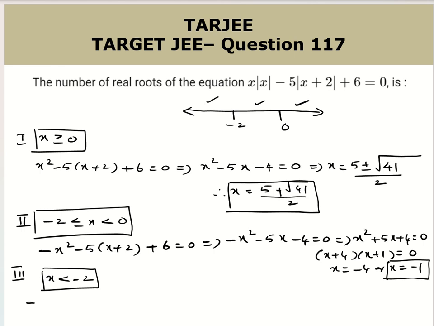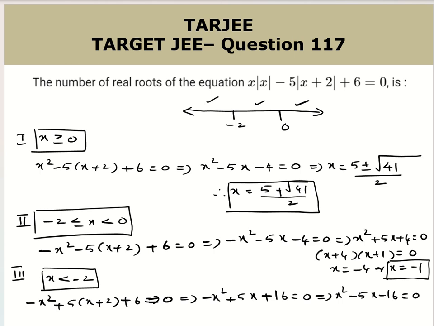The equation becomes minus x square plus 5 times x plus 2 plus 6 is equal to 0. Let's simplify this. Minus x square plus 5x plus 16 is equal to 0. This becomes x square minus 5x minus 16 is equal to 0. I don't think we can factorize this. So let's find the roots by using formula. X is equal to minus b plus or minus root of b square, which is 25, minus 4ac, which will be 64. 25 plus 64 will give me 89, divided by 2.